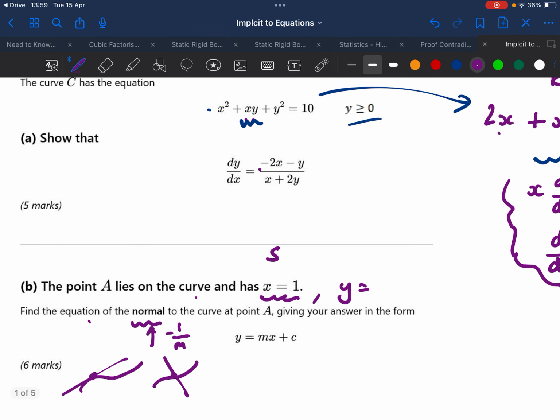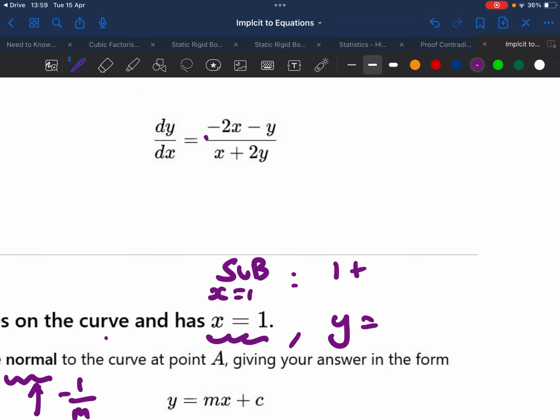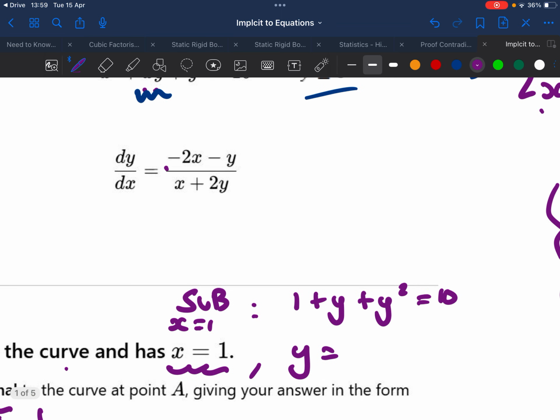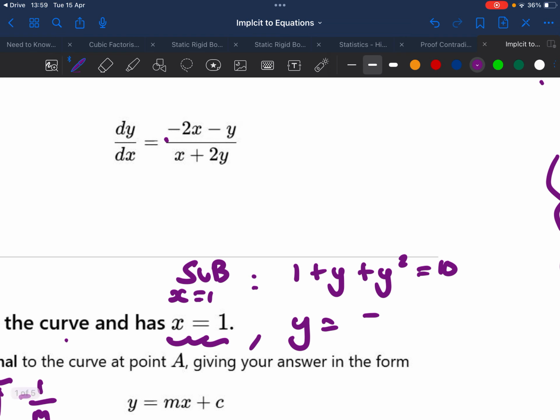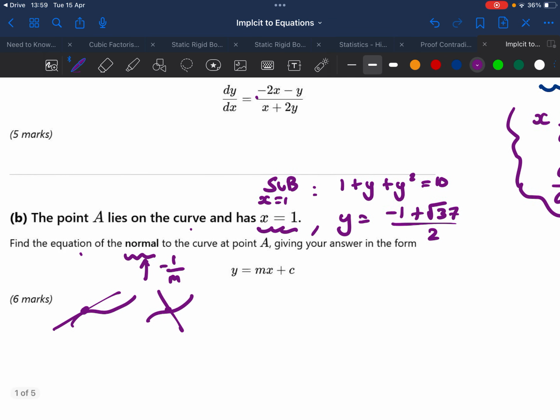So if I sub in x equals 1, what do I get? I get 1 plus y plus y squared equals 10, which is a quadratic. If I solve my quadratic, I get 2 values, but only one of them is a positive value. This is in surd form, but the answer is this. So I get this answer over here. So that's probably why this piece of information is here. Okay, so I've got x and y.